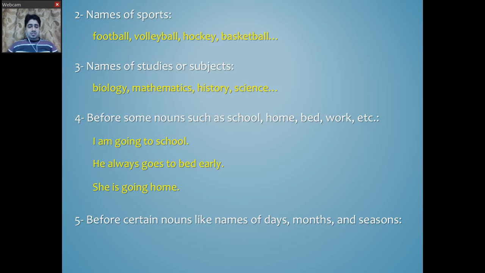Five, before certain nouns like names of days, months, and seasons. Like on Monday, we don't say on the Monday. In June, in summer, okay, not in the summer, except when you are referring to a specific summer, for example. Okay, there are some exceptions.